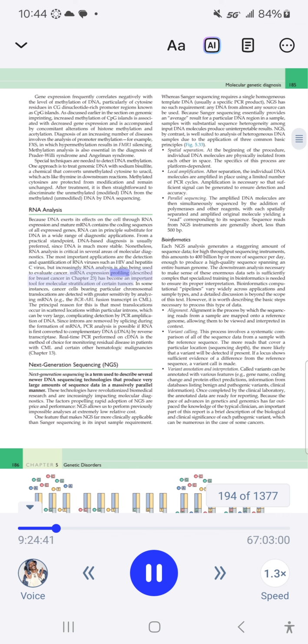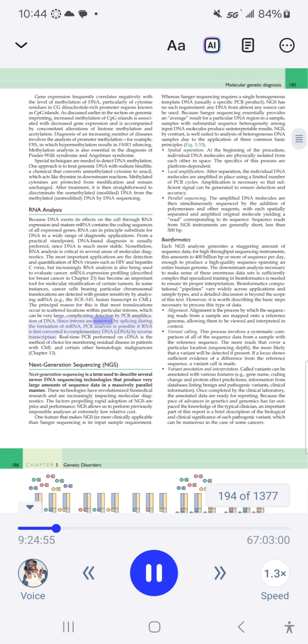mRNA expression profiling, described for breast cancer in Chapter 23, has become an important tool for molecular stratification of certain tumors. In some instances, cancer cells bearing particular chromosomal translocations are detected with greater sensitivity by analyzing mRNA, for example the BCR-ABL fusion transcript in CML. The principal reason for this is that most translocations occur in scattered locations within particular introns, which can be very large, complicating detection by PCR amplification of DNA.